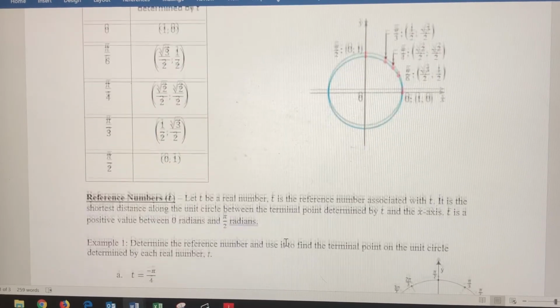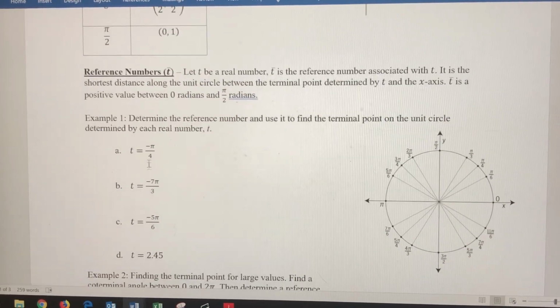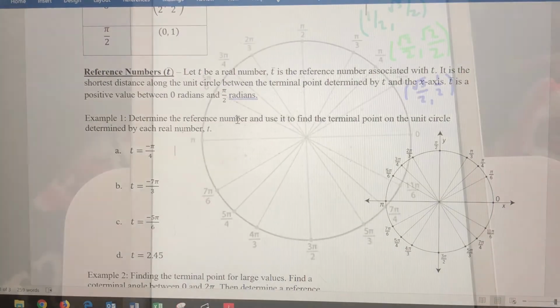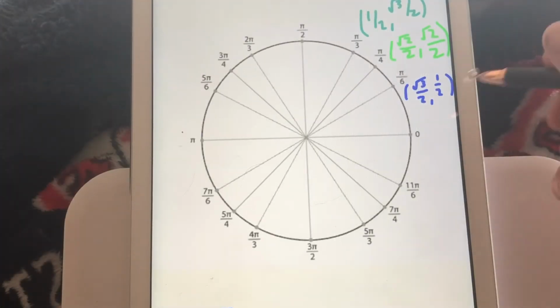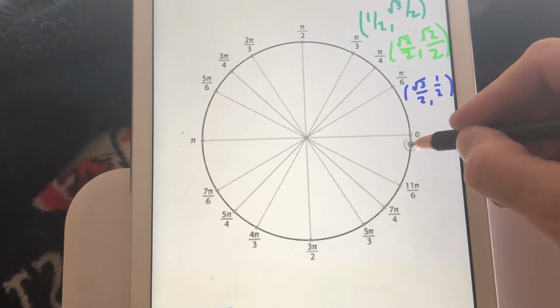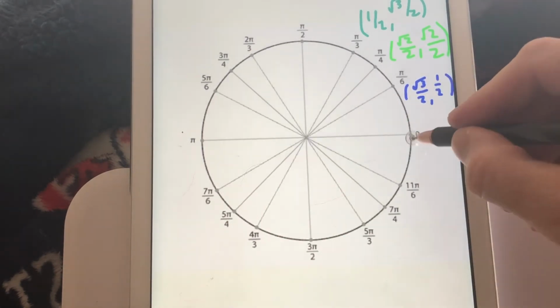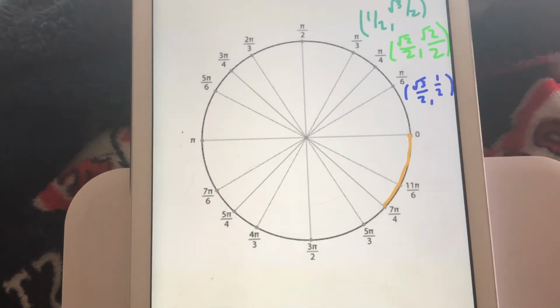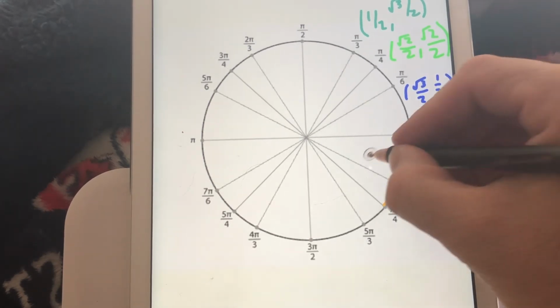All right, so let's look at part A here. We've got our real number t here, so t is equal to negative pi over 4, okay? And what we need to do is determine a reference number, t bar, okay? That's the shortest distance back to the x-axis, okay? So let's take a look at the graph real quick. So our real number in this case was negative pi over 4. So negative means we're going clockwise, and we're going pi over 4 units, okay? So that's negative pi over 4.